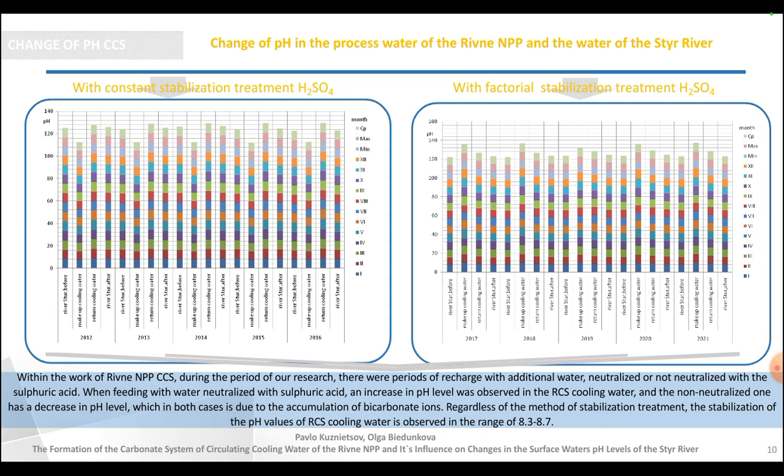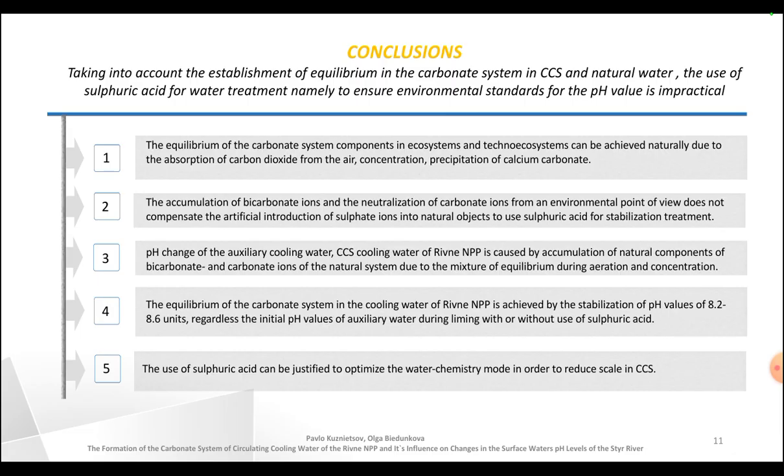Because the rules for fisheries reserves require a value of 6.5 to 8.5. The conclusions of the research are shown on the slide, along with implementation in the practice of Rivne NPP.